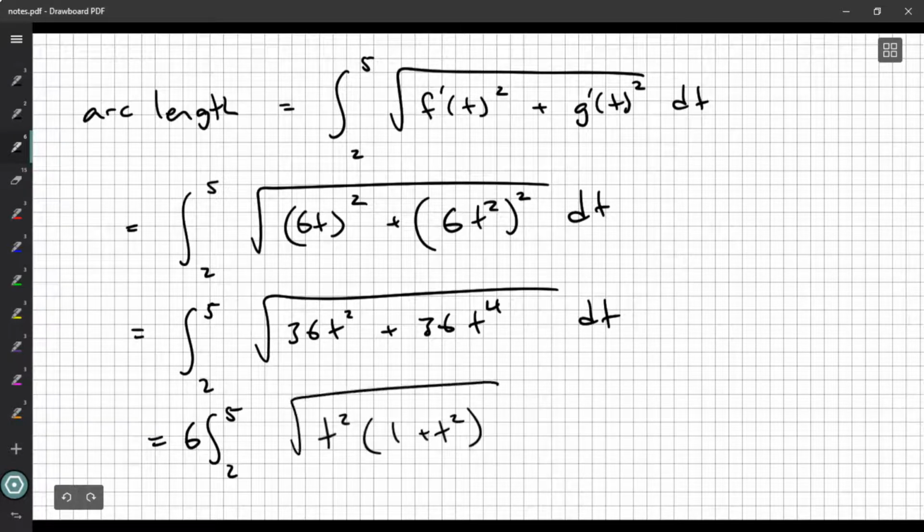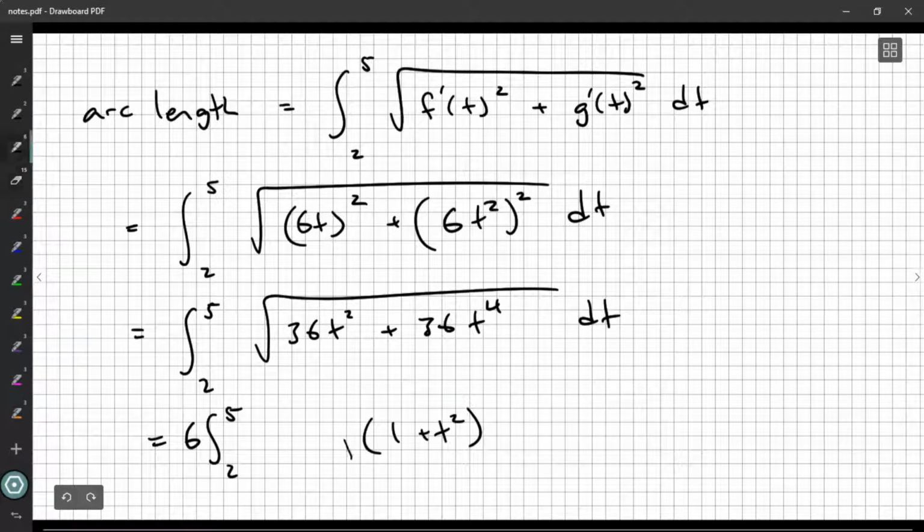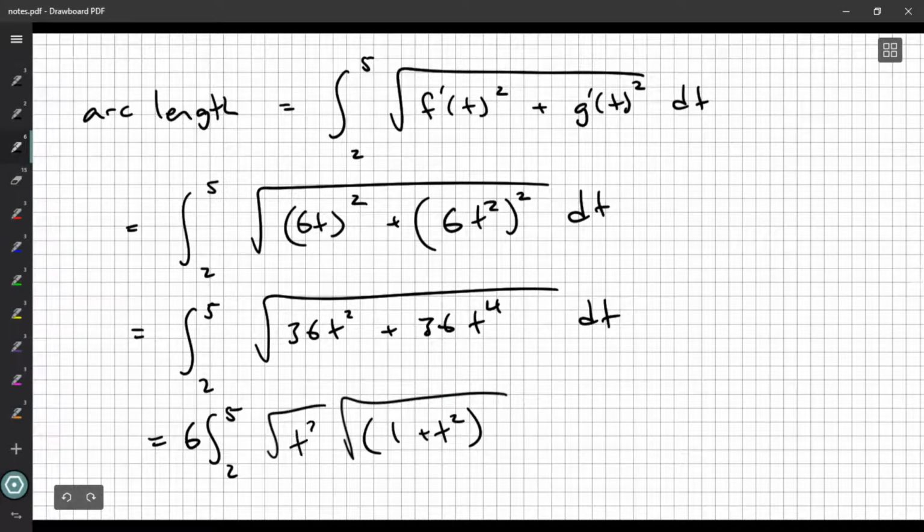All right, and that's all under the square root sign, but we can break that up. And the square root and the square can cancel out. We're just going to get t, because all our values of t are between 2 and 5, so they're always going to be positive, so we don't need to break up the integral in any way. And now the question becomes, how do I integrate this?